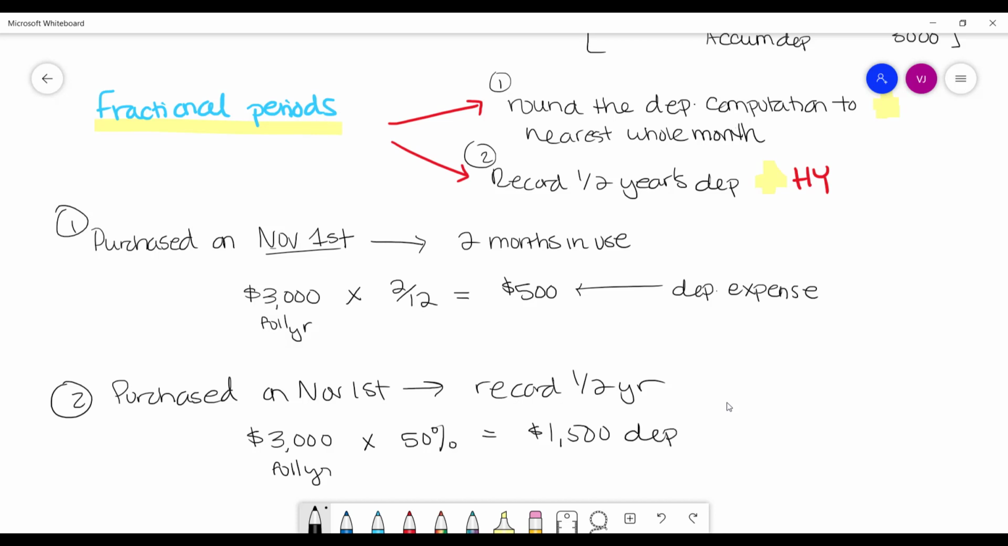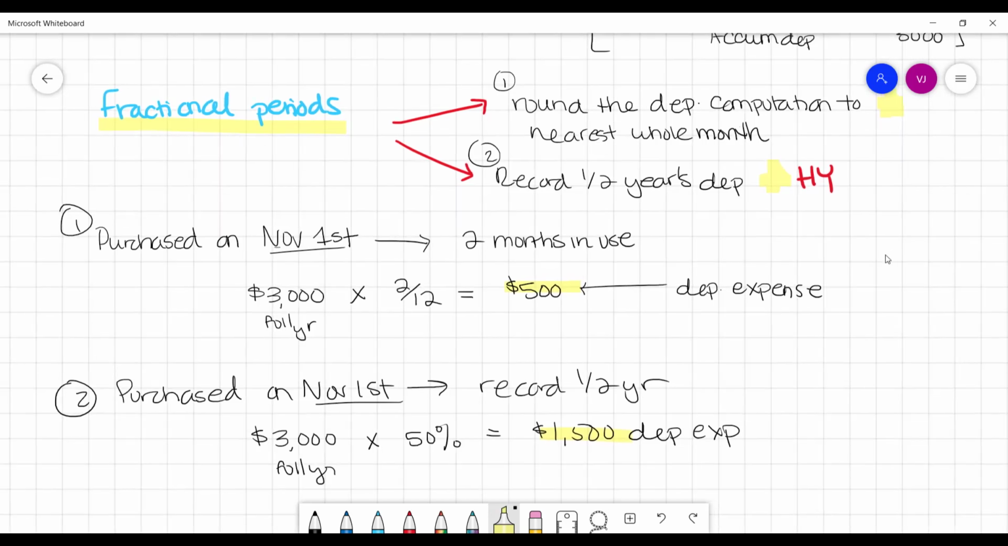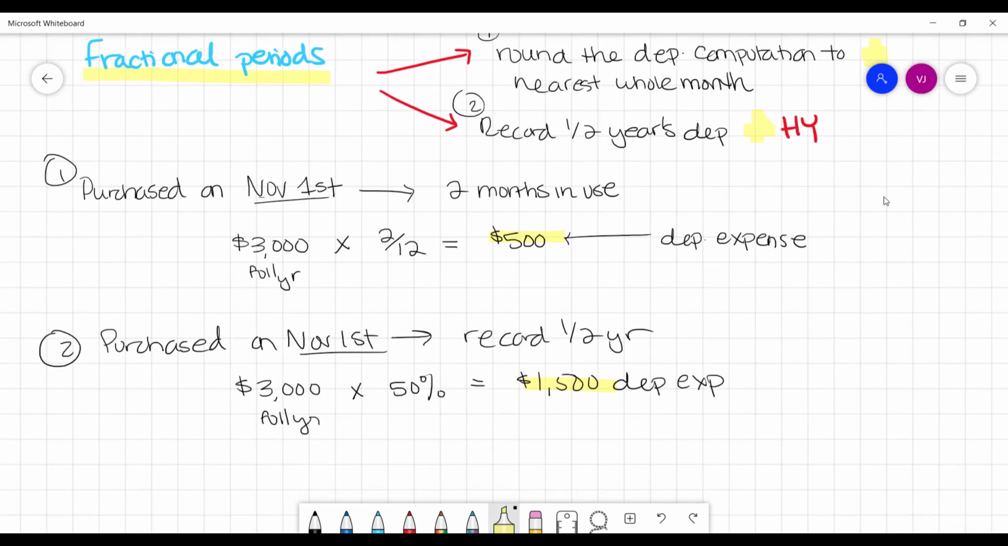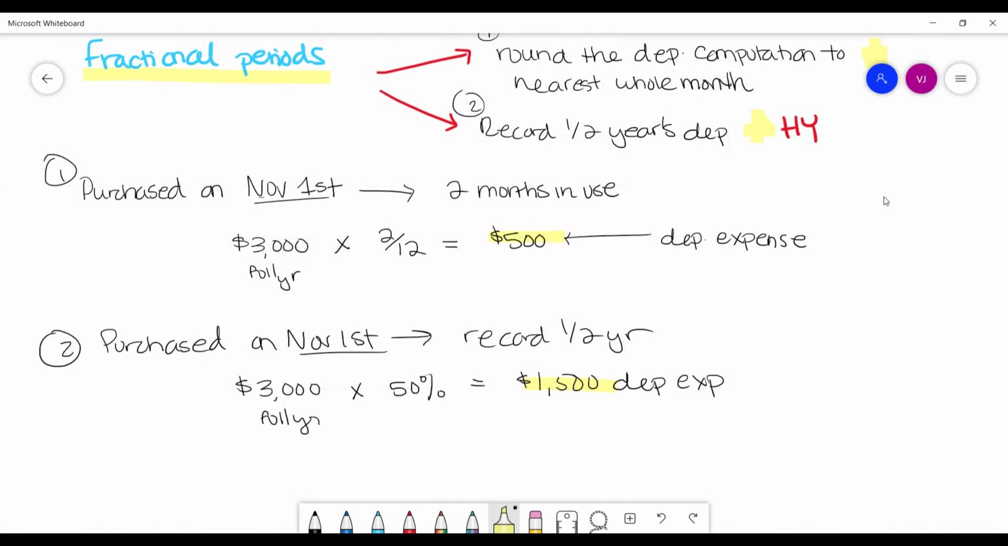So the depreciation expense that we would record using the half-year convention on this truck if we had purchased it on November 1st would only be 1,500, compared to 500 if we actually use the amount of fractional months out of a whole year, if we use that method instead. However, if we happen to buy the truck at the beginning of the year, like the initial example, then the 3,000 we found is fine, because it was a whole year that we would have had that truck. But in the event that you purchase an asset at some other random time during the year and you haven't owned the asset for a full year, then we have to make some adjustments to that figure to better represent the amount of its cost that was actually used up.